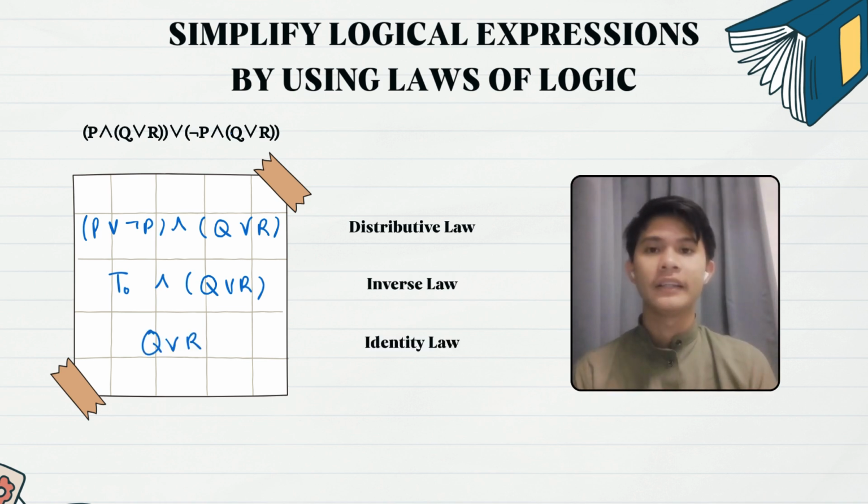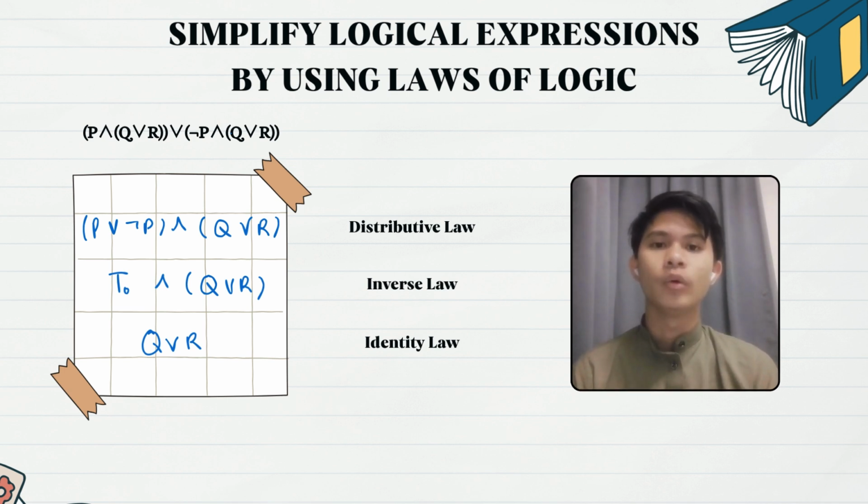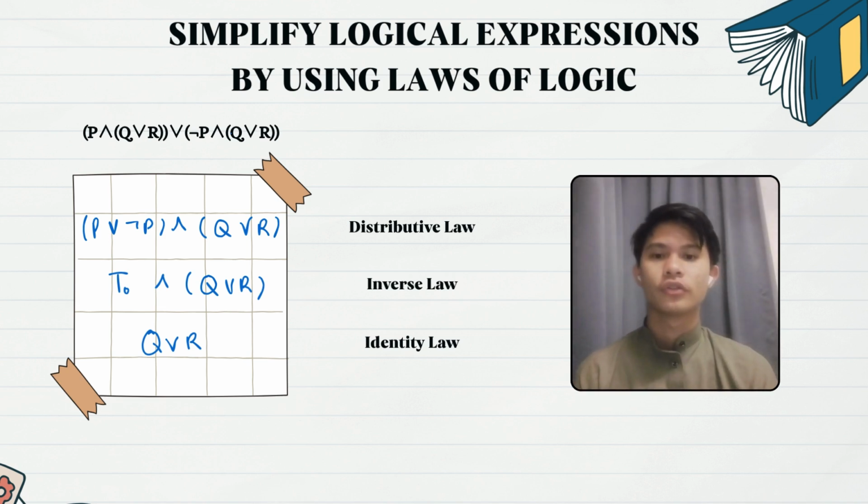Step 3 is apply the identity law. Finally, using the identity law, we know that T and (Q or R) reflects to itself, which is Q or R. And this is our final simplified expression.